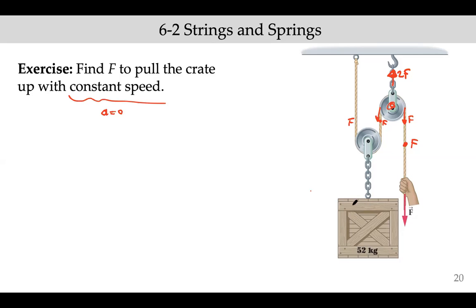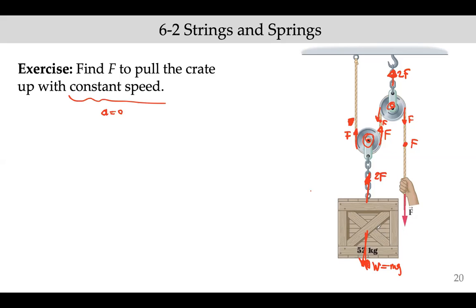We are actually interested in the crate. So these two Fs, if you are interested in this pulley, you have to think of them as pulling up. Force F and force F, those two forces are pulling it up. And so 2F is pulling up the crate. So what are the forces on the crate? We are interested in the crate. The other force is mg, basically the weight, mg.